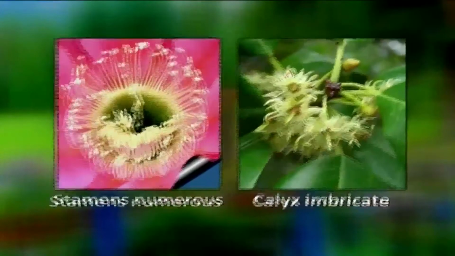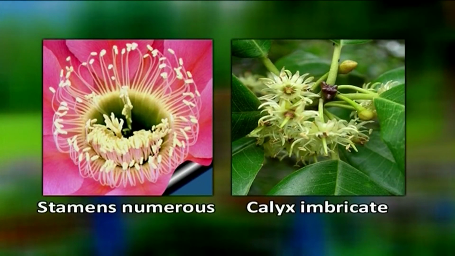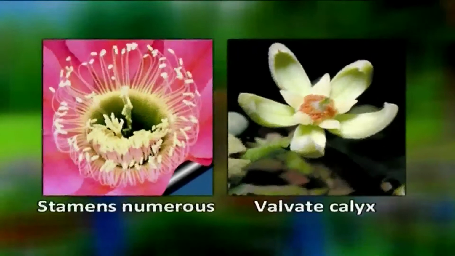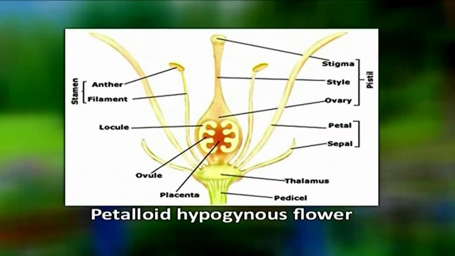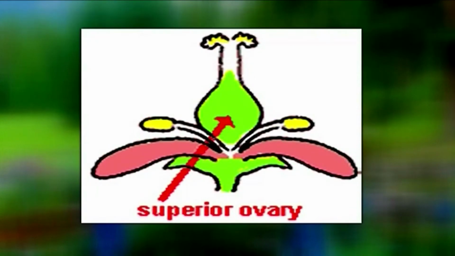Order 5th, Guttiferales, stamens numerous, calyx imbricate, represented by 6 families. And order 6th, Malvales, stamens numerous, calyx valvate, represented by 3 families. Series 2nd, Disciflorae. It includes flowers having a prominent disc-shaped thalamus below the ovary. Ovary is superior. Disciflorae is divided into 4 orders and 23 families.